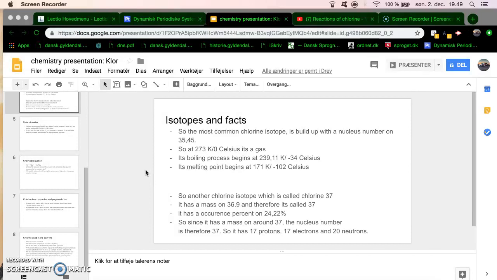Another chlorine isotope is called chlorine 37. It has a mass of 36.9 and therefore is called 37. It has an occurrence percent of 24.22%, so it's not as much as the normal 35. So since it has a mass of around 37, the nucleus number is therefore 37. So it has 17 protons, 17 electrons, and 20 neutrons.